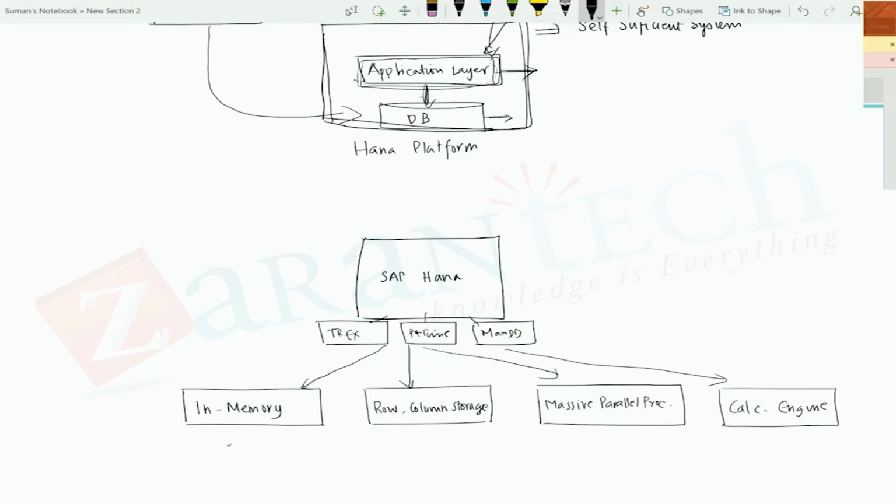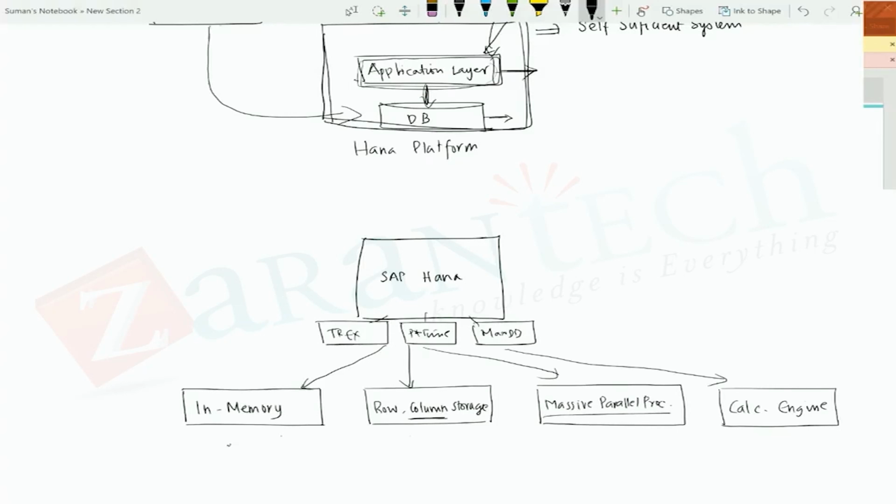The row versus column storage capability. We will talk about that in detail and understand what makes the column storage functionality within SAP HANA very prominent, and that also makes a significant leap in how this SAP HANA product is working when compared to other products. The massive parallel processing.